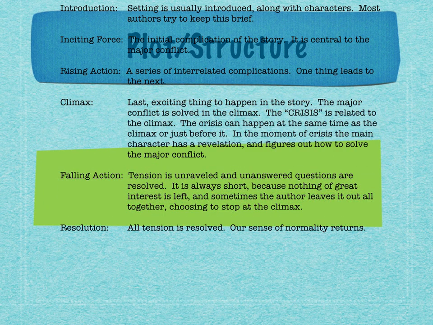So after the conflict is solved, there's not much left to do, right? So most authors try to keep this part of the story very short. Sometimes it's hard to even identify falling action. Here in the falling action, though, tension is unraveled and unanswered questions are resolved. It is always short because nothing of great interest is left to tell, and sometimes the author leaves it out altogether, choosing to stop at the climax. So it's possible that you could say, there was no falling action in my story. The story ended right at the climax. But usually there's a little bit of unraveling, a sense that the tension is over, and the writer kind of lets you off the hook a little bit by just relaxing the story a little bit.